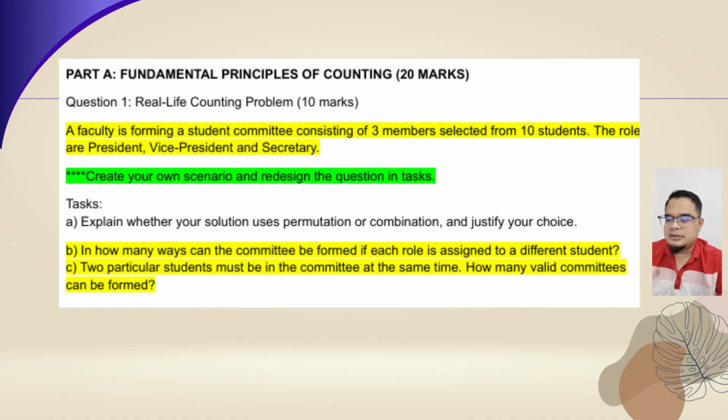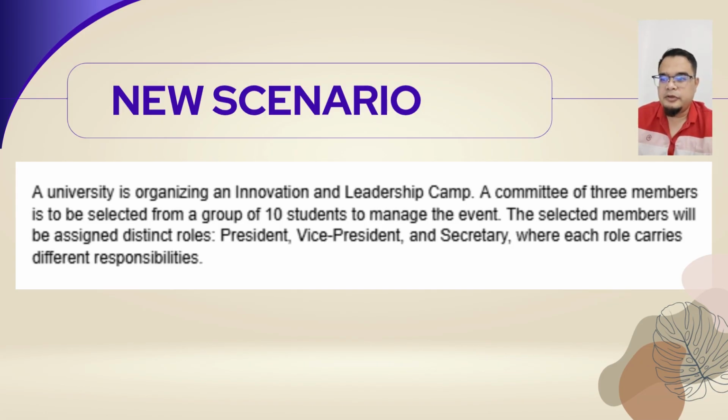Then the tasks are: A. Explain whether your solution uses permutation or combination and justify your choice. B. In how many ways can the committee be formed if each role is assigned to a different student? And the last is C. Two particular students must be in the committee at the same time. How many valid committees can be formed? This is my new scenario.